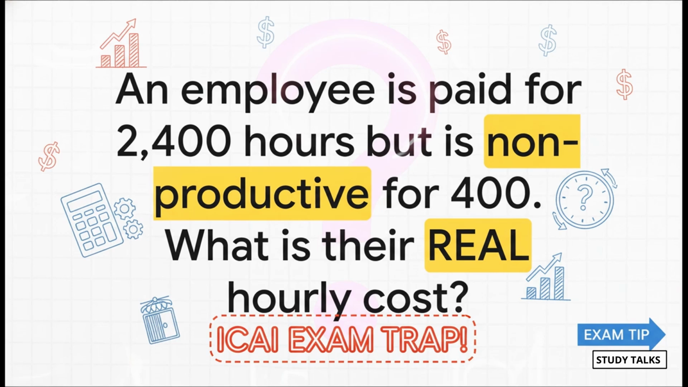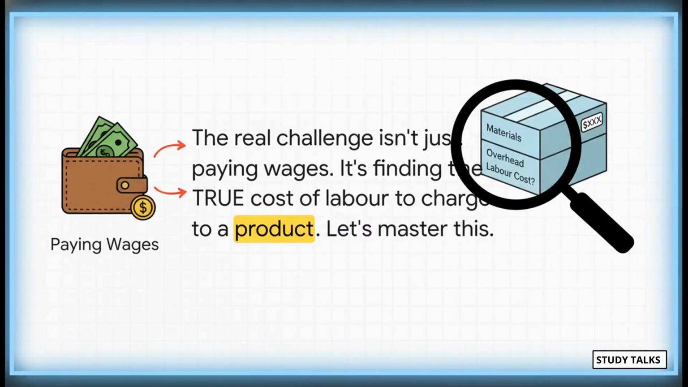Look at this. What's your first instinct? Just divide the total pay by 2,400 hours? Well, hold on a second. This right here, this is a classic ICAI exam trap. So many marks are lost on questions just like this. But don't worry, by the time we're done here, you'll see this trap from a mile away and know exactly what to do. Because that's the whole point, isn't it?